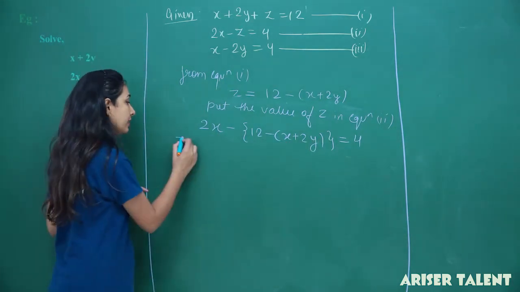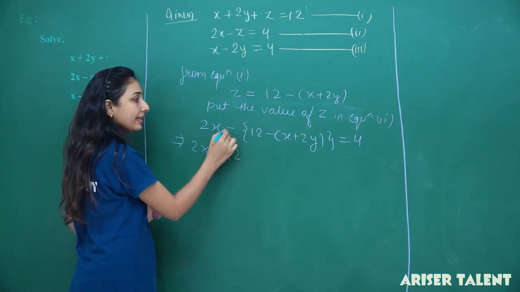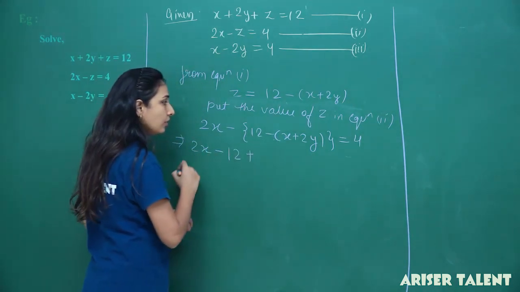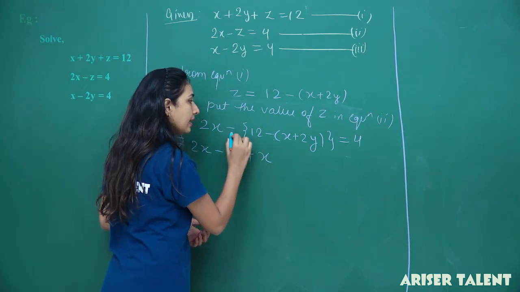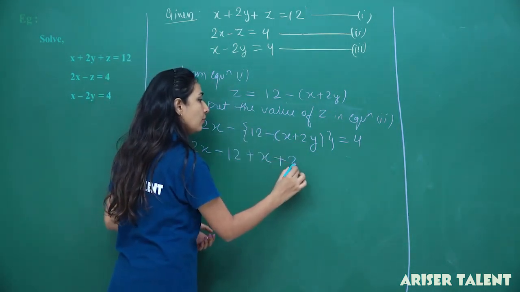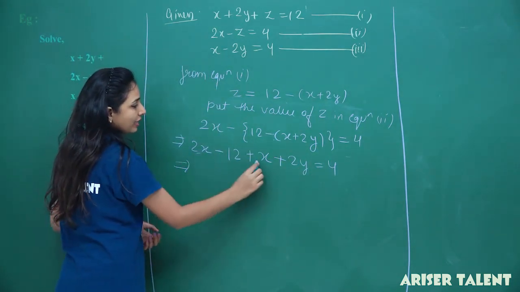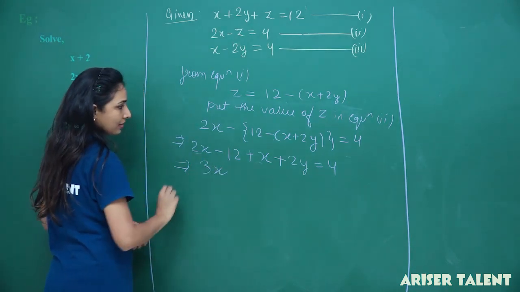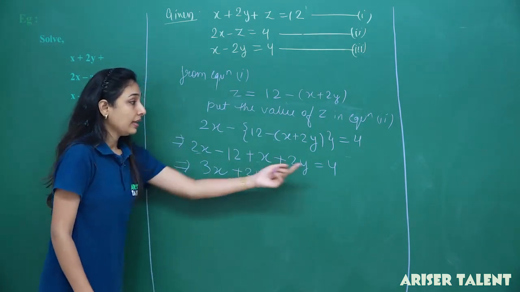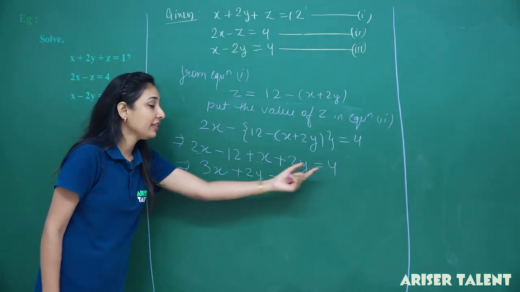Now I'll solve it. That will become minus of 12. Now minus and again minus here, that will become for sure plus. So plus of x, now minus here, then again minus here, plus of 2y equals 4. That will give you 2x plus x, 3x plus 2y equals 4 minus 12, which will become plus 12 here, 16.